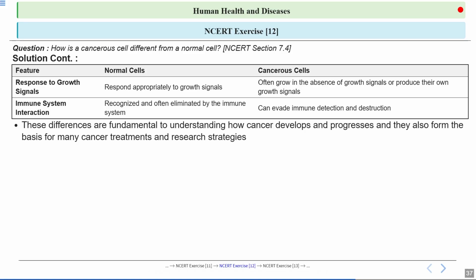Now, these differences are fundamental to understanding how cancer develops and progresses, and they also form the basis for many cancer treatments and research strategies.